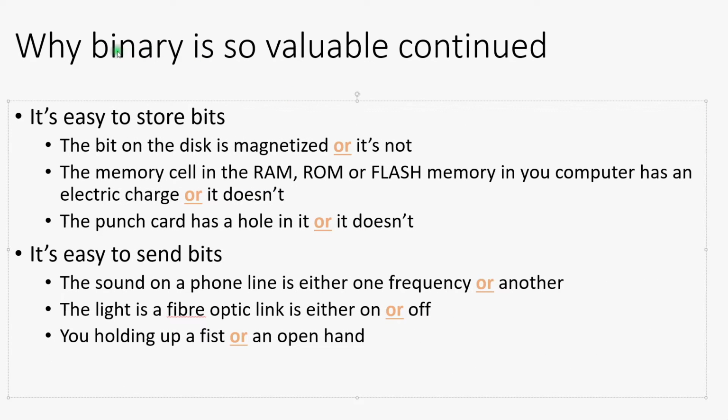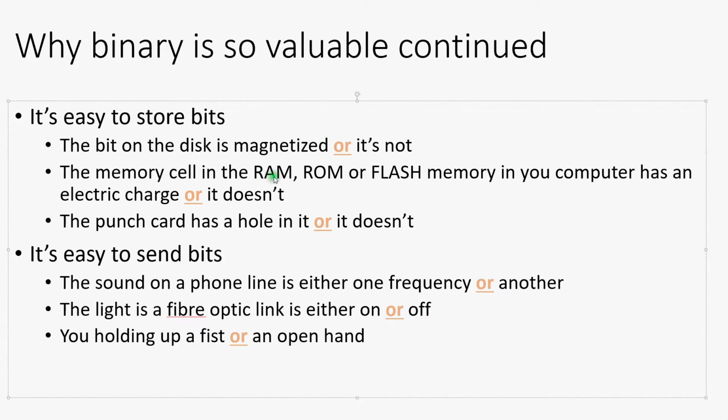So another advantage why binary is so valuable in computers, it's easy to store bits. You have a magnetic hard drive in your computer, or maybe a magnetic floppy drive. A bit position on that disk can be magnetized or not. Maybe it's magnetized with the North Pole up or the South Pole up. And those can be used to represent a 0 or a 1. So we end up with patterns of magnetic bits written across the disk that can be read as a 0 or a 1. Notice that it's an OR here. It's magnetized or not. The North Pole is up or the North Pole is down. It's an OR between them.